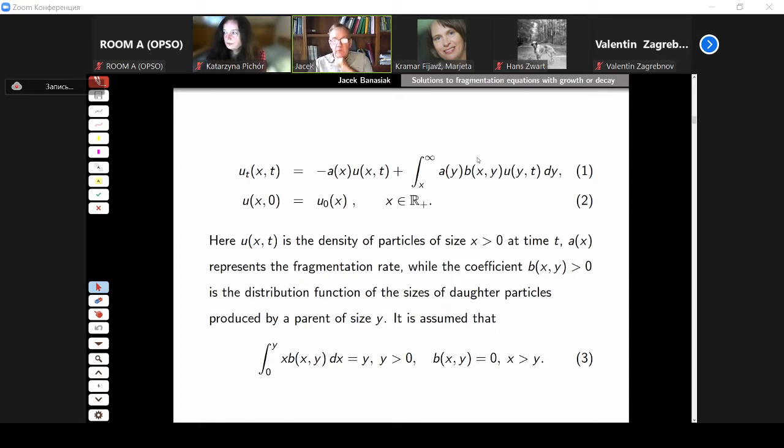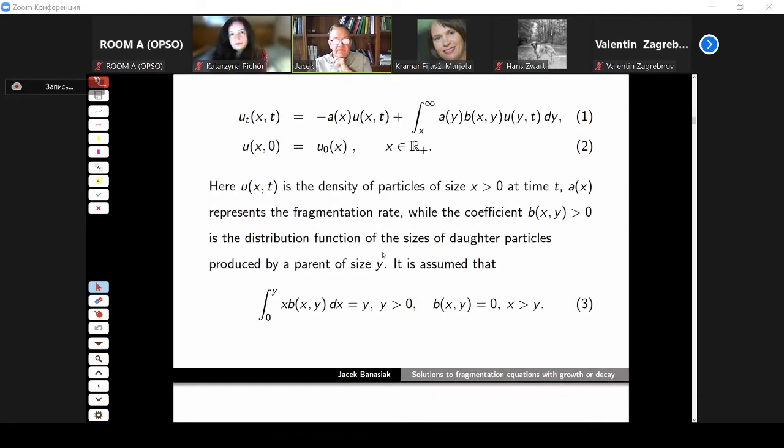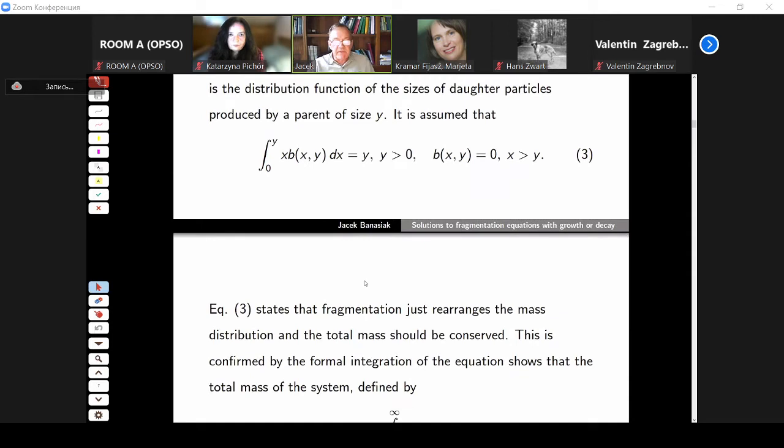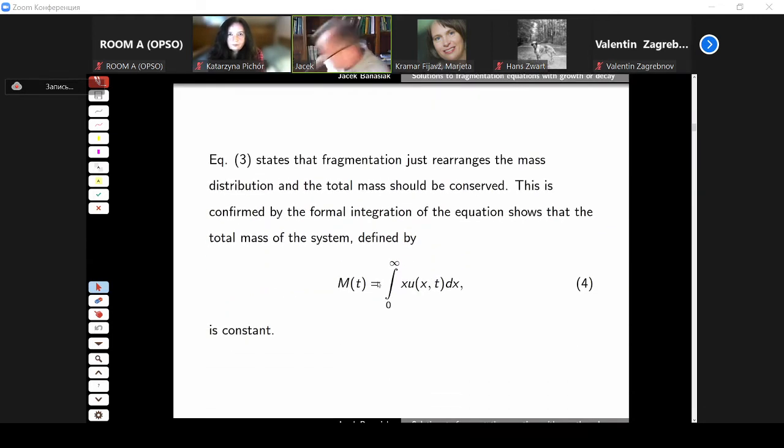Because we are talking only about rearrangement of particles, we must have something which is called local conservation of mass, which is expressed by equation number 3. Namely, if you have a parent of size y and it splits into a certain amount of particles of size x, then these numbers multiplied by the masses of the particles put together must again give you the size of the parent particle. So this is local conservation of mass. As I said earlier, equation number 3 states that fragmentation is just a rearrangement of mass, and the total mass should therefore be conserved.